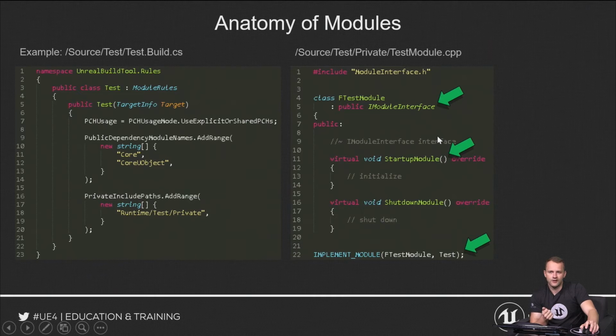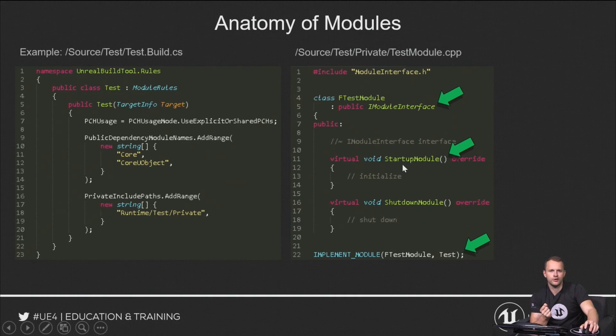Then the next thing that each module is required to have is a module implementation file. And that's usually just consisting of a single class that implements a special interface called IModuleInterface. And there are just two methods in it. In this case, there are actually, I think, a third and maybe some other methods that you can also override. But in my contrived example, I only overrode StartupModule and ShutdownModule.